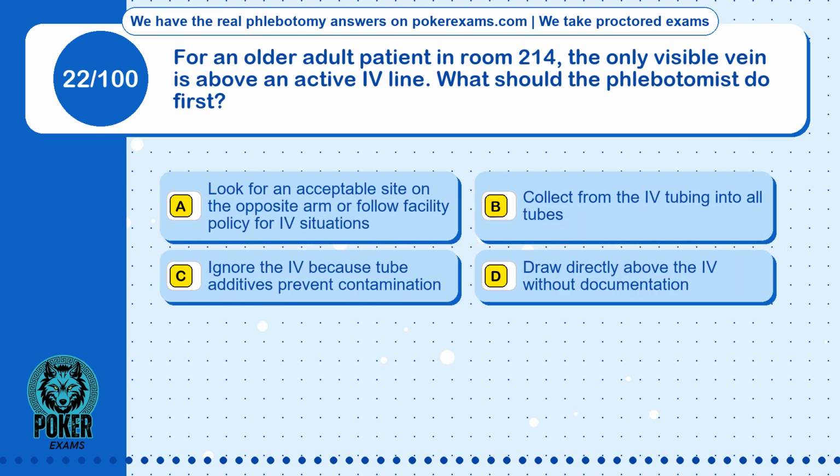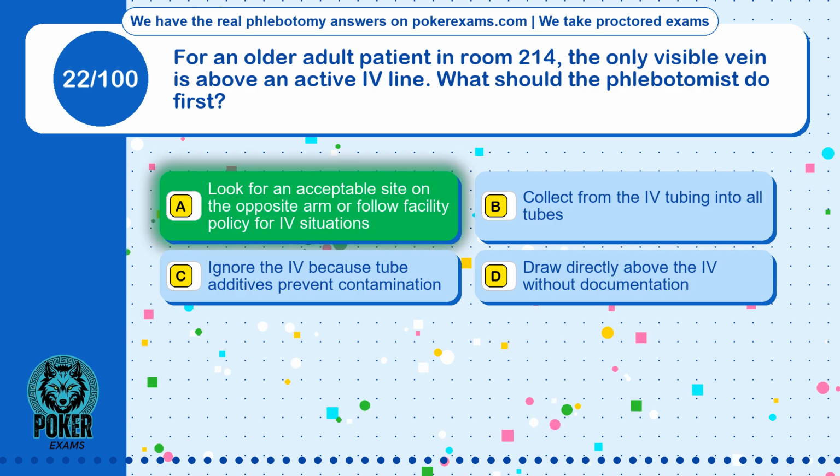Question 22. For an older adult patient in room 214, the only visible vein is above an active IV line. What should the phlebotomist do first? Option A. Look for an acceptable site on the opposite arm or follow facility policy for IV situations. Option B. Collect from the IV tubing into all tubes. Option C. Ignore the IV because tube additives prevent contamination. Option D. Draw directly above the IV without documentation.